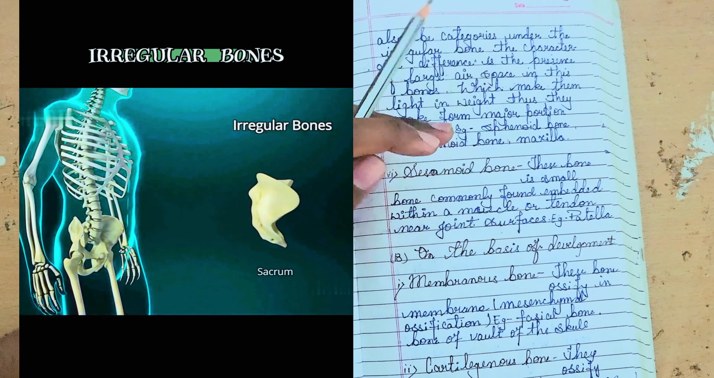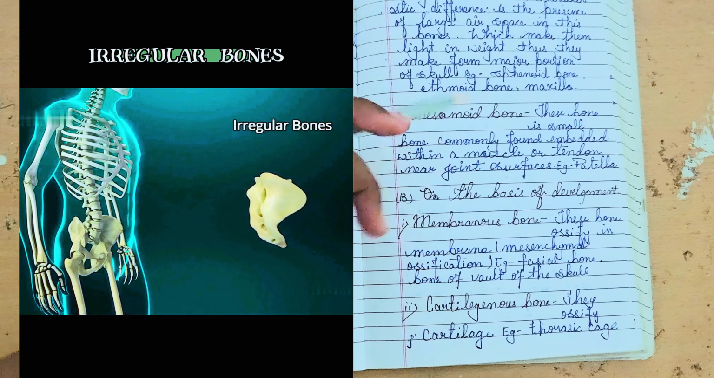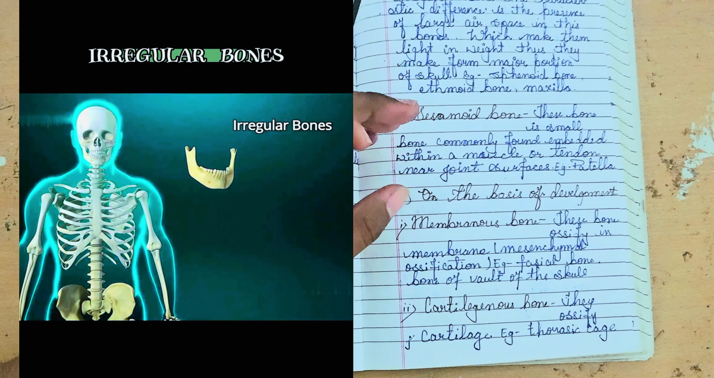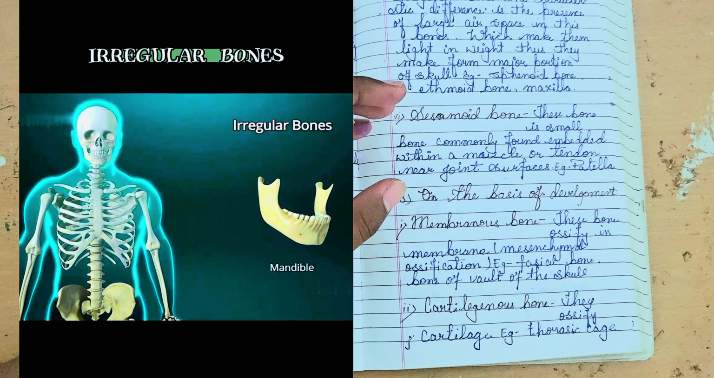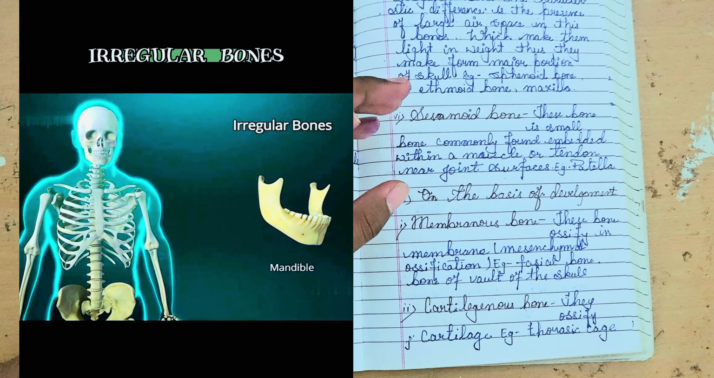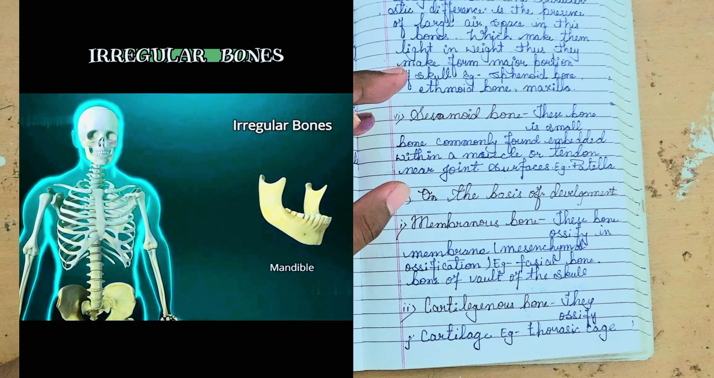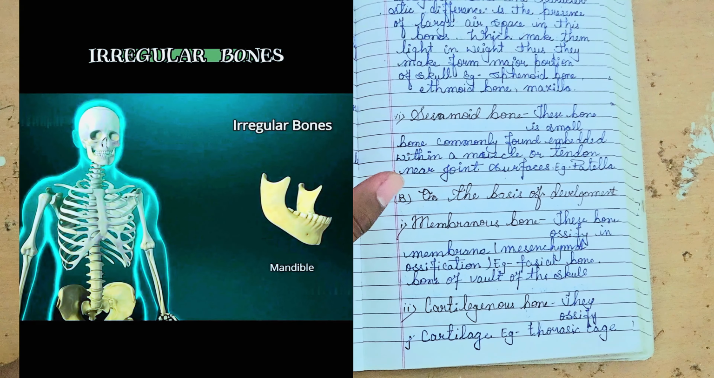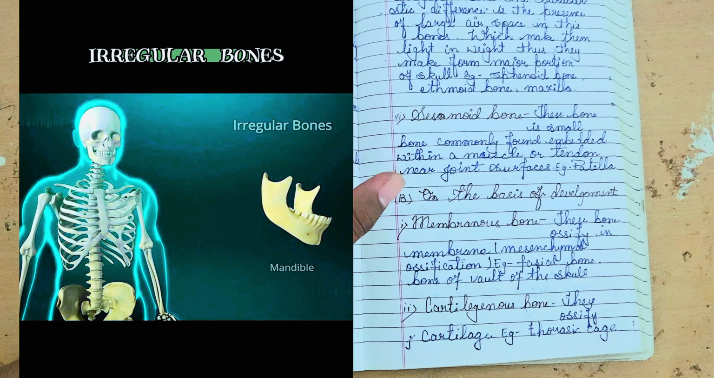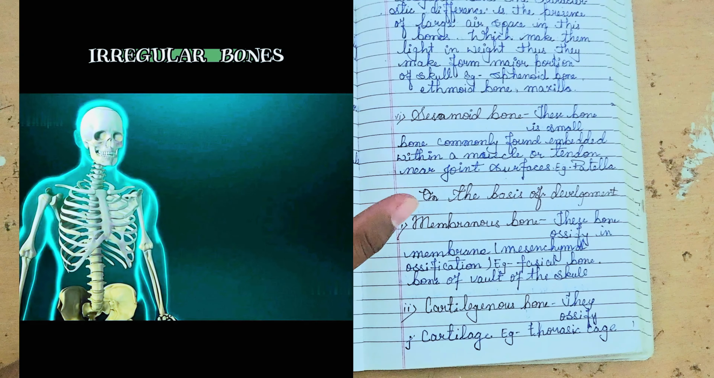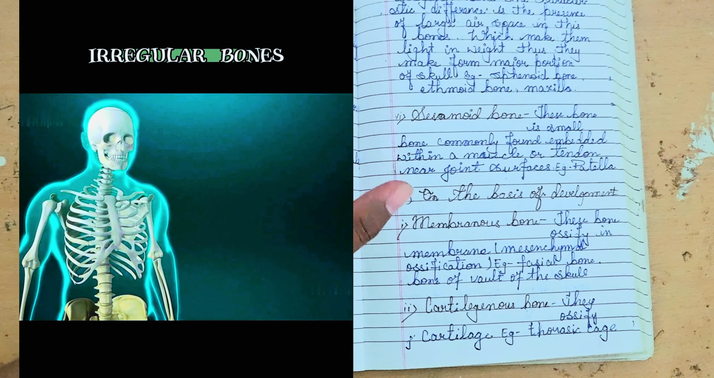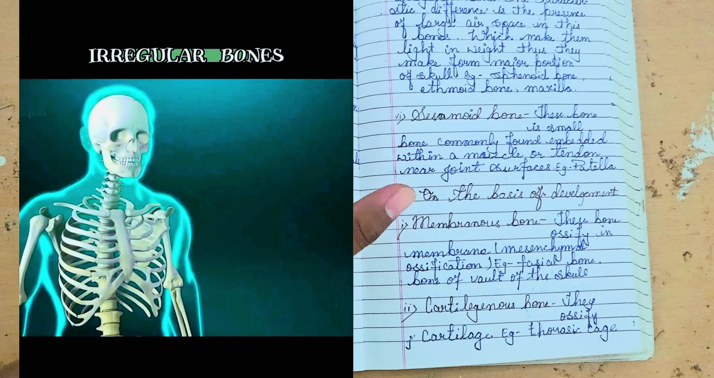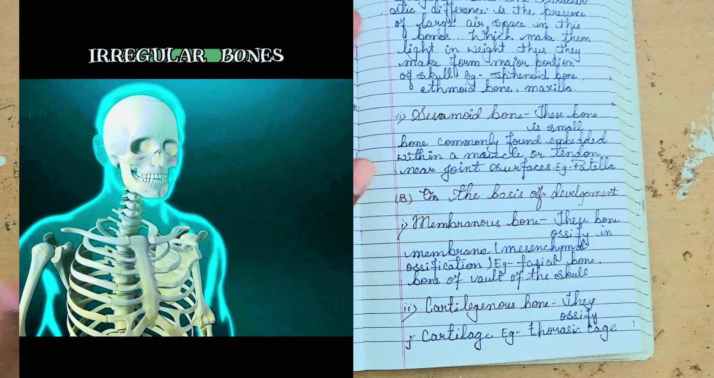On the basis of development, first is membranous bone. So what is that? These bones ossify in membrane, also called mesenchymal ossification. During the growth of the baby in the uterus, these membranous bones develop in the fetus, like the facial bones and the roof of the skull bones. They are developed in the fetus.